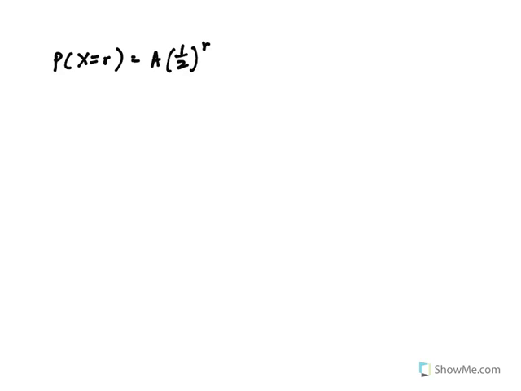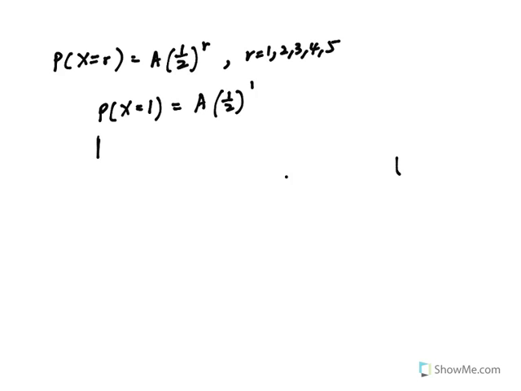So if we find that we are stuck at this, then try substituting some values, because r can be 1, 2, 3, 4, or 5. That means the probability of x equals 1, you just replace r with 1, and then a half with power 1. Okay, then what's the probability of x equals 2? There is a half power 2.